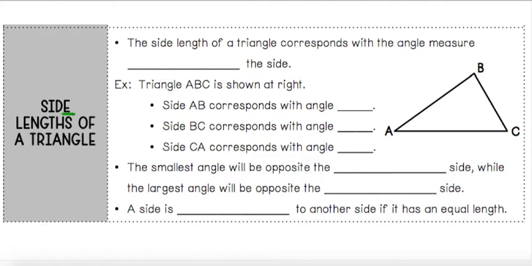So that was about the angles, and now we're going to talk about classifying sides of the triangle. So again, the sides of a triangle. The side length of a triangle corresponds with the angle measure that's opposite the side. And I'll tell you what that means.